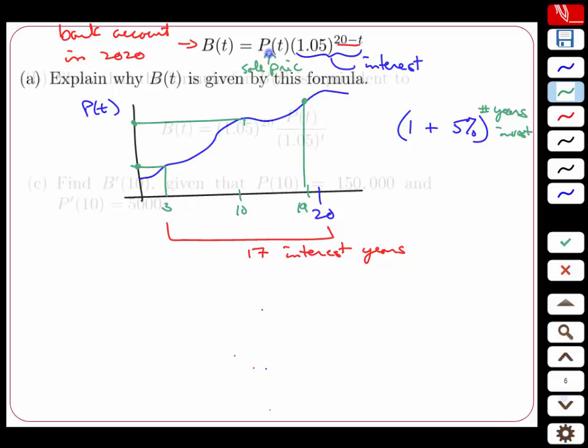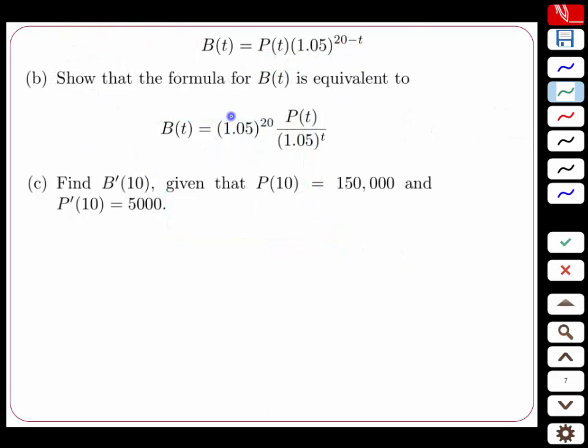In part B and C, we're looking at a particular scenario. Part C has the scenario itself. Part B is just a quick decoupling of this to make it a little easier to work with in terms of calculus. This formula here can be rewritten if we want to as P of t again times 1.05, and if we have this difference of powers, that's the same as 1.05 to the power 20 times 1.05 to the power negative t.